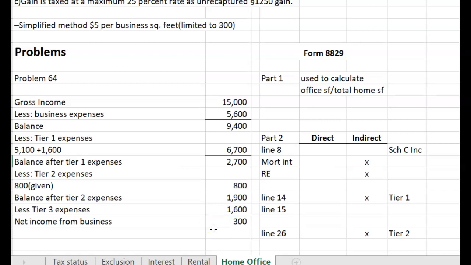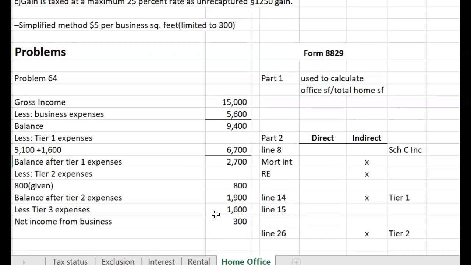Now, if you had $2,100 in depreciation, you would have been limited to the $1,900 deduction for the depreciation, and the $200 in excess of the $1,900 available for the $2,100 of depreciation, the $200 would carry forward.